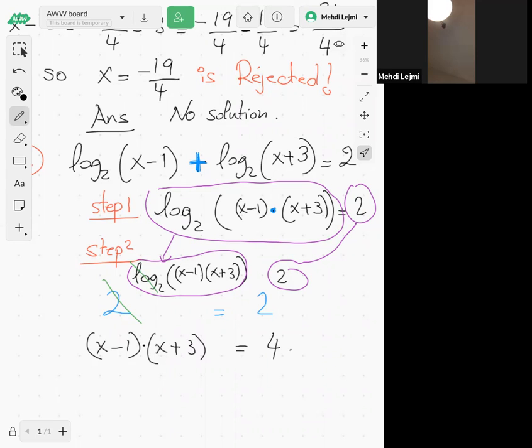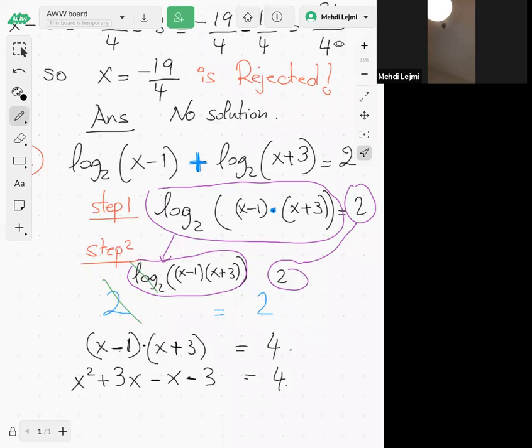All right, so now it's going to be a quadratic equation, right? We're going to just distribute. So x times x would be x squared plus 3x. And then there's this minus 1 times x, so it's minus x. And there's minus 1 times plus 3, that will be minus 3, equal to 4.